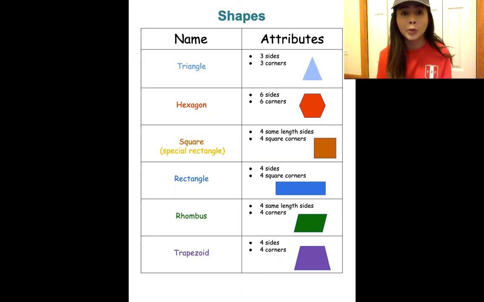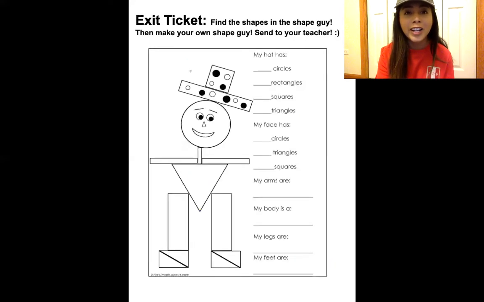Good. Right, so remember that every shape has a name and they all have attributes. And the attributes tell us how many sides and how many corners a shape has. So go ahead and look at this chart and remember you have to know what the shape names are. For your exit ticket today, you're going to find all the shapes that make up this shape guide. And then you can even make your own shape guide after you're done, and you can send it to your teacher.